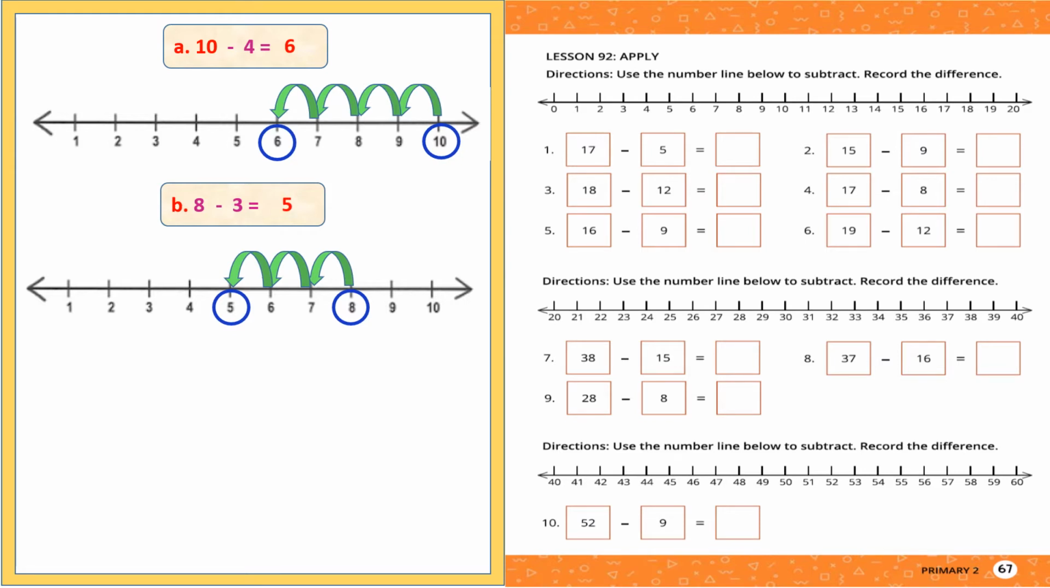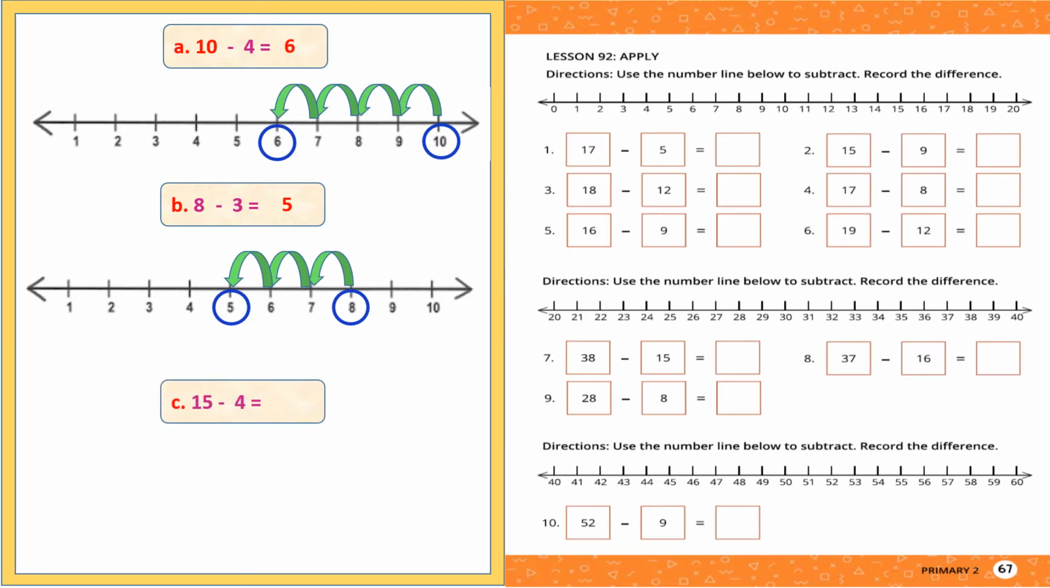We can check by another way. Count from small number to reach big number. 8 minus 3. The small number is 3. After 3: 4, 5, 6, 7, 8. How many fingers do we have? 5 fingers. So we will write 5.